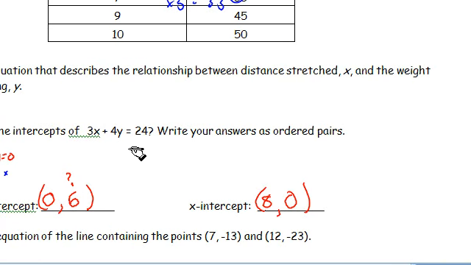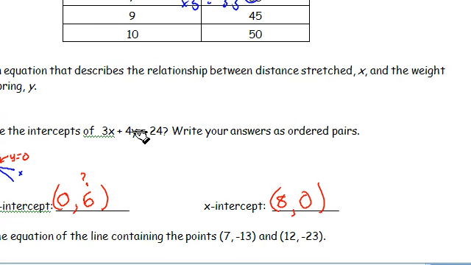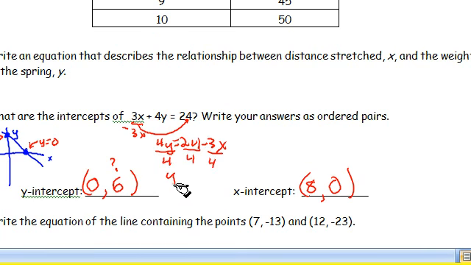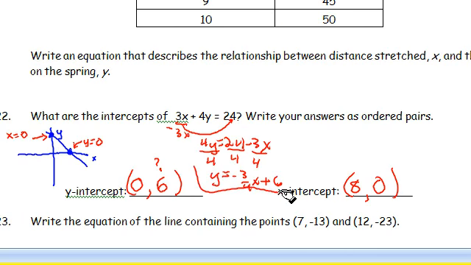We can also take a look at this a different way. If you want to solve for y, then let's take 3x and move it over to the other side by subtracting 3x. So 4y equals 24 minus 3x. Let's divide every single term by 4 to isolate y. We can go y equals negative 3/4 x plus 6. So that's our equation, negative 3/4 x plus 6.